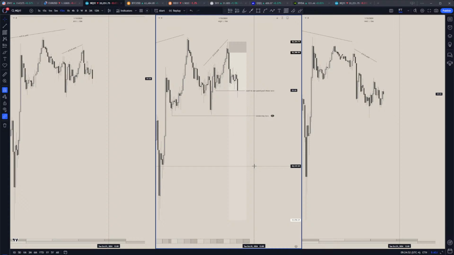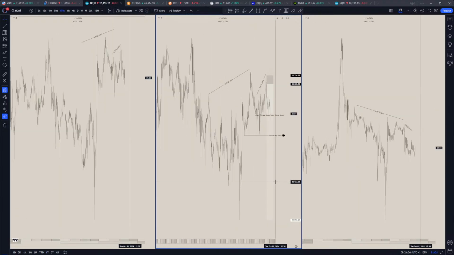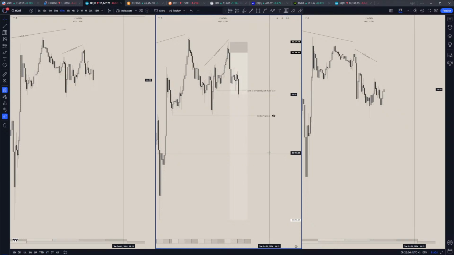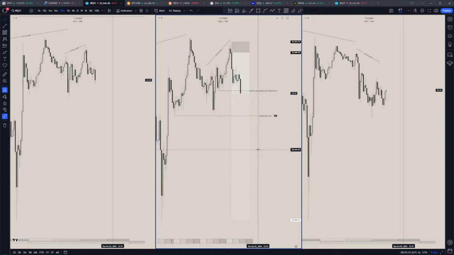I do still look at internal range liquidity, external range liquidity. I still look at market maker models. SMT is just the indication that a market maker model is ready to expand. That's the importance of it. SMT on its own is very high probability, but you need, once again, narrative and context. So MMXMs are what gives you narrative and context.